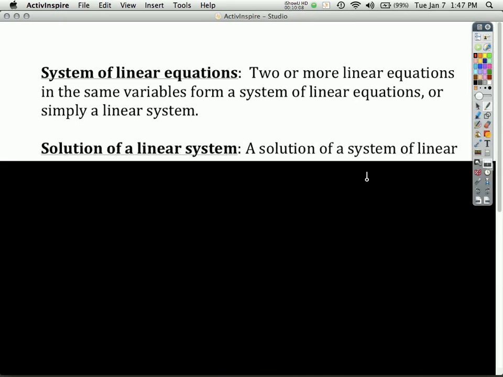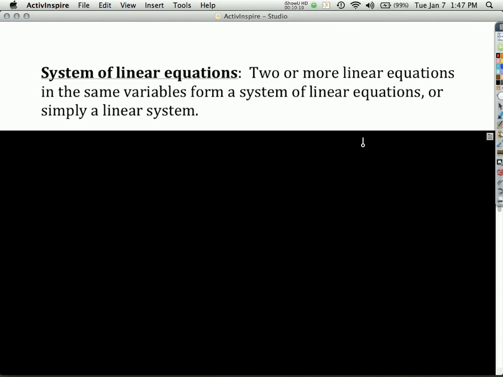So now you are going to be doing some writing, but use lots of abbreviations, like the word variable can be abbreviated VAR. A system is two or more equations with the same variables together. That's called a system of linear equations or a linear system. I will probably just say linear system, or I might even just say system. When you hear the word system, you know I'm talking about two or more equations at the same time.